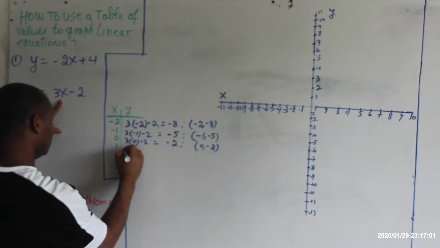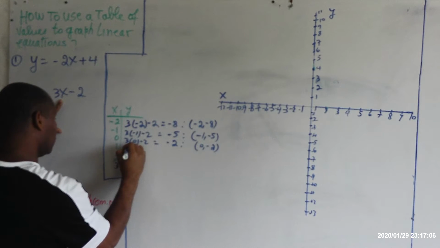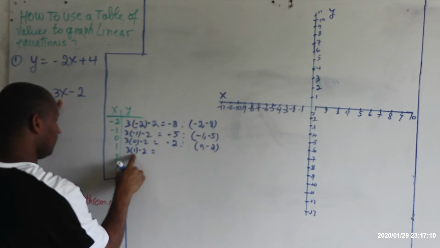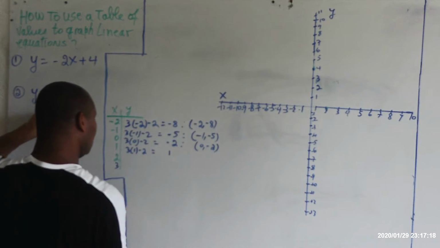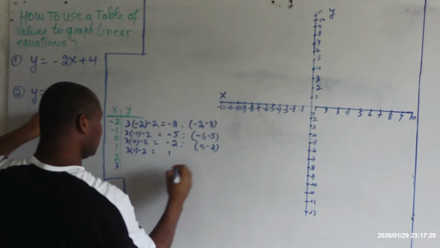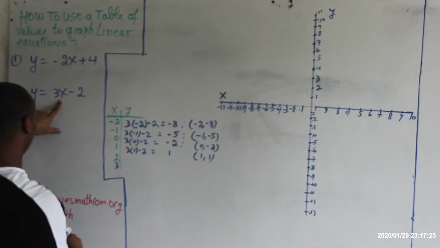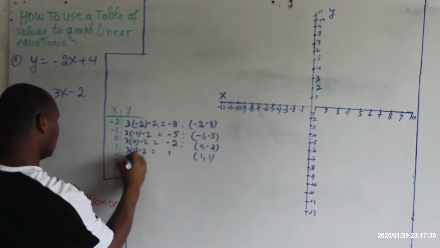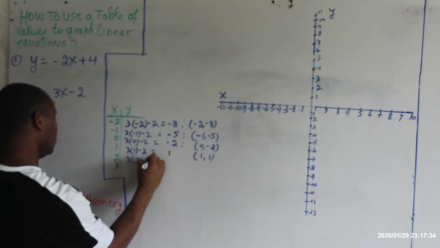1. So let's replace x by 1. So 3 times 1. 3 times 1 is 3. Subtract 2, that's going to be 1. So the coordinate is going to be 1 and 1. Yeah, 1 and 1. So 2 is going to be 3 times 2 minus 2.